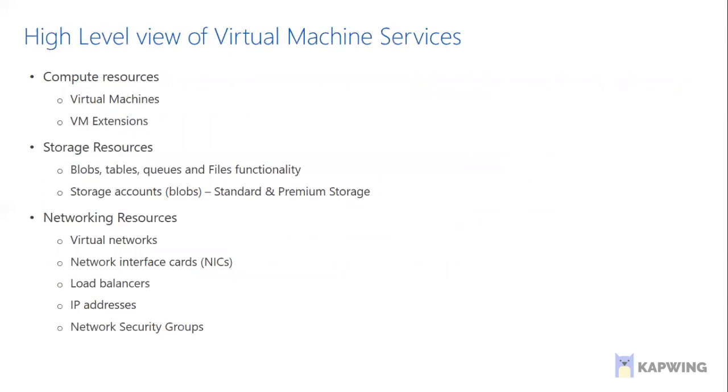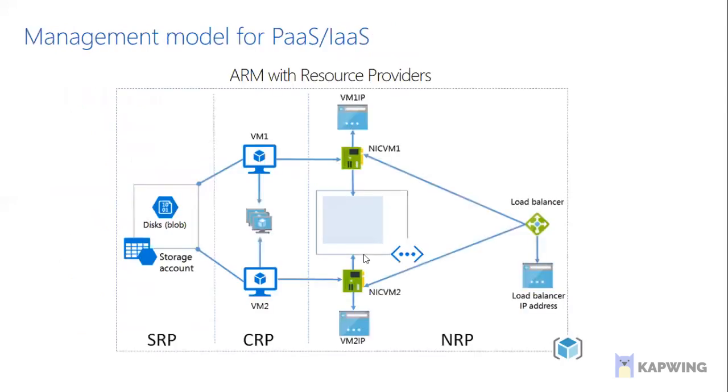Then the high level view of virtual machine services. It is a compute resource, in which we use the virtual machine and virtual machine extensions. Then a storage resource, in which we use blobs, tables, queues, and files functionality. Storage account, in which standard and premium storage are there. Networking resource: virtual network, network interface card, load balancer, IP addresses, and network security groups are used. Management model for PaaS and infrastructure as a service.